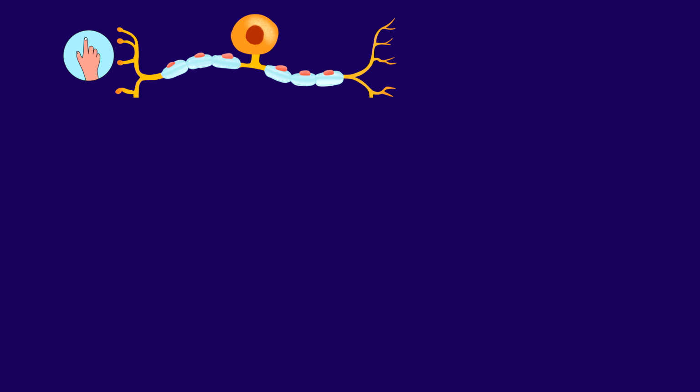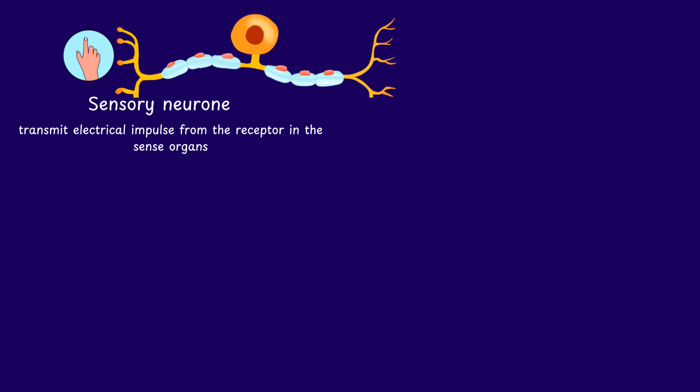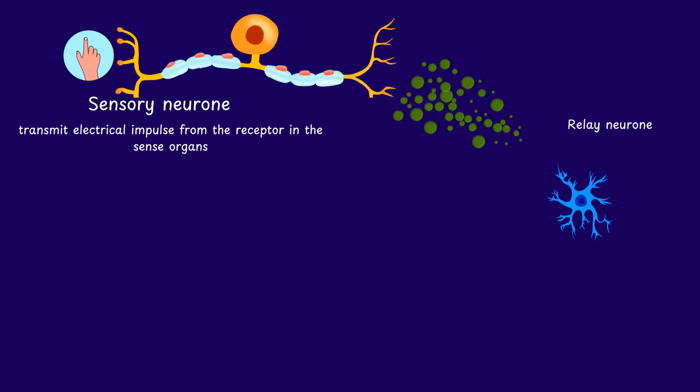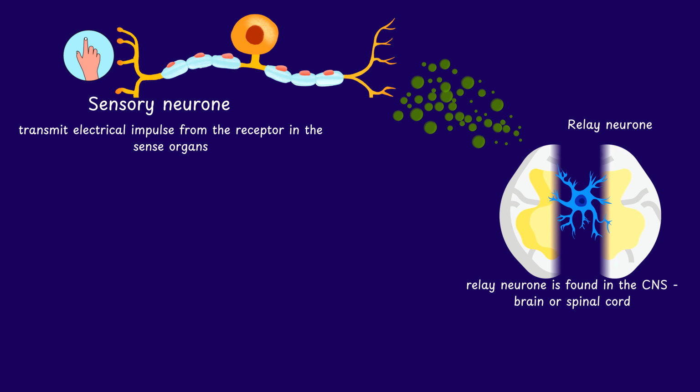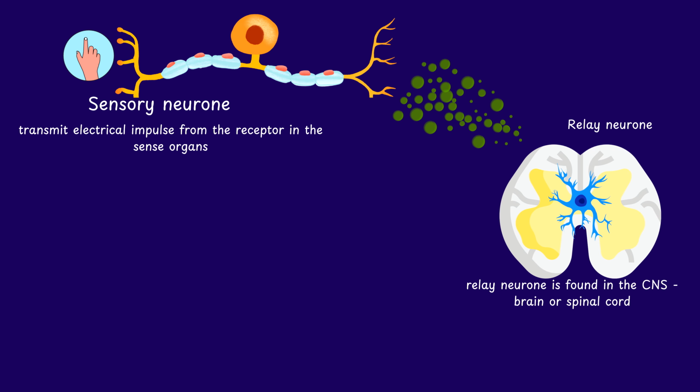Let us now look at the function of the different neurons in the nervous system. The first neuron is the sensory neuron. The sensory neuron is responsible for transmitting electrical impulses from the receptors in the sense organs. The next neuron is the relay neuron. The relay neuron is found in the CNS. And students, remember, the CNS is either the brain or the spinal cord. In this example, it is the spinal cord.